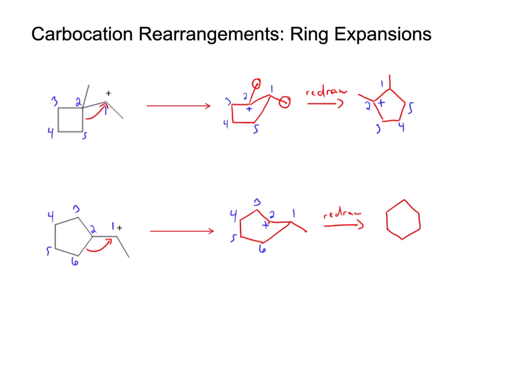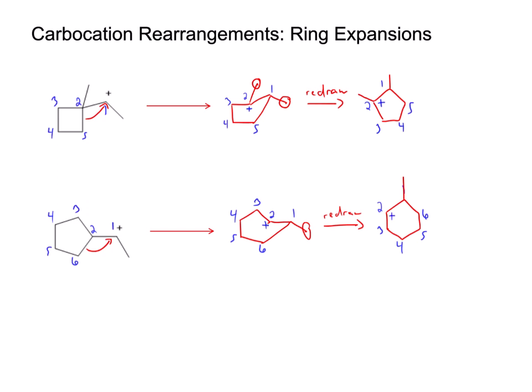So there's our 6-membered ring, and we can number this however we want. Let's do 1, 2, 3, 4, 5, 6, and notice that at the 1, we have this methyl group here, so we're going to go ahead and draw that methyl group. And then at the 2, that's where we have our carbocation.